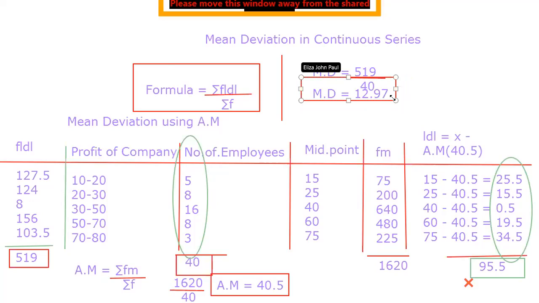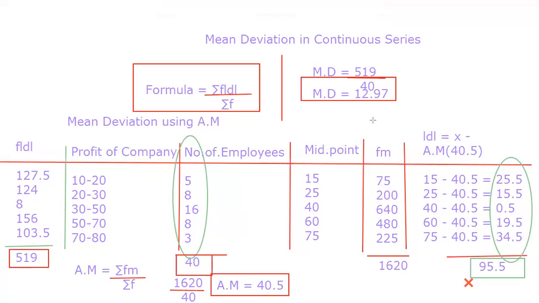The same steps we have to follow for mean deviation using median and mean deviation using mode. If it is median, the first step, we are not supposed to find the mean value. We need to find cumulative frequency divided by 2, then find the median class. After finding the median class, we select the value of L1. The formula is L1 plus (n divided by 2 minus CF) divided by f, into c. Using that formula, we can find out the median.